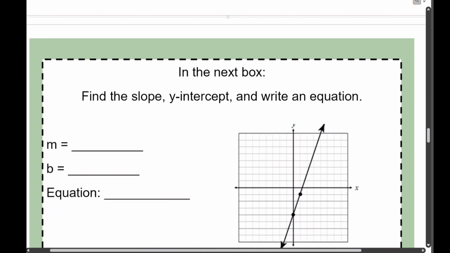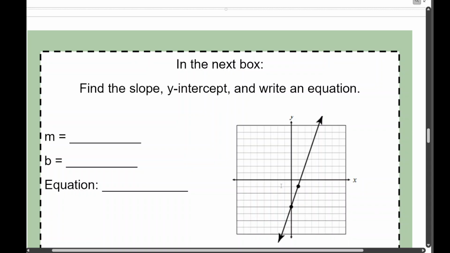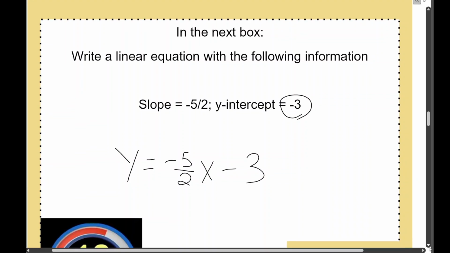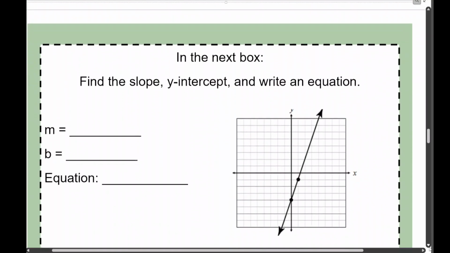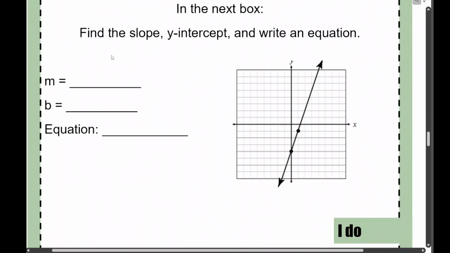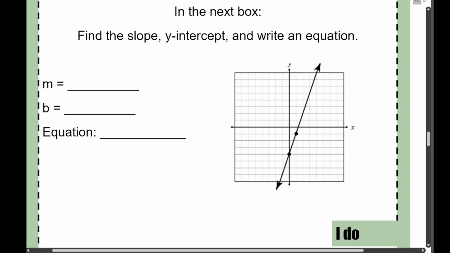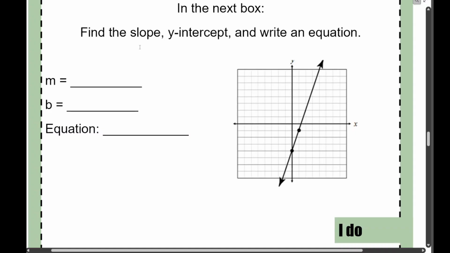All right. Oh, shoot. All right. So now we're going to find the slope and y-intercept, and we're going to write an equation. How did I fix this last time?